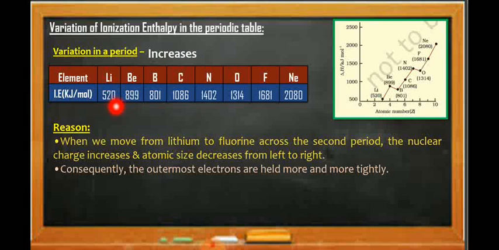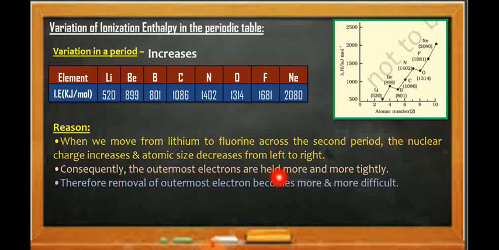That is why lithium needs 520 kilojoules per mole of energy, whereas fluorine requires how much? 1681 kilojoules per mole. Therefore, removal of the outermost electron becomes more and more difficult. When? When you move along the period, the radius decreases, the atomic size decreases, and the electrons are held more and more tightly by the nuclear charge. There is no shielding effect playing a role here. Therefore, removal of electrons becomes more and more difficult. Hence, ionization enthalpy increases along the period.